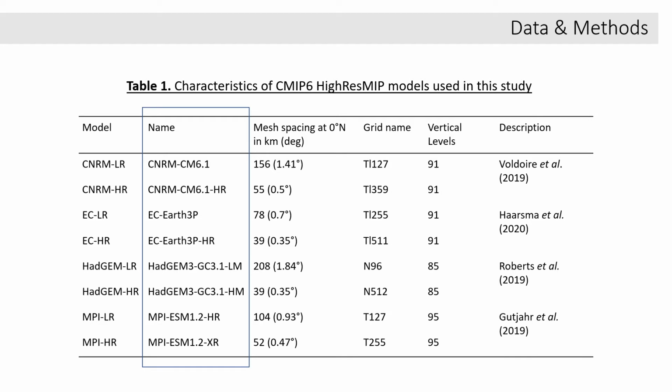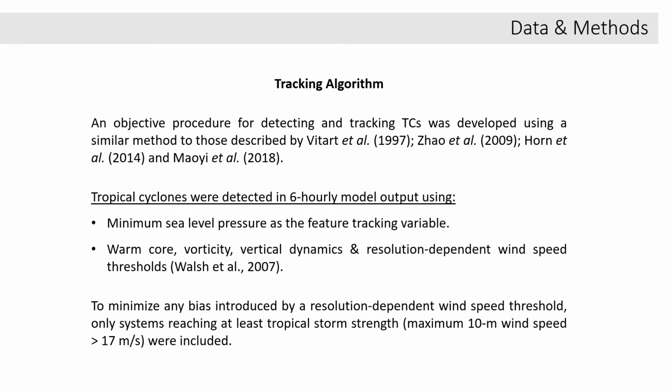The first column shows the short names of each model used in the analysis, while the longer names that you'll be more familiar with are shown in the second column. The tracking algorithm that was developed for the study uses minimum sea level pressure as the feature tracking variable. It also includes warm core, vorticity, vertical dynamics, and resolution-dependent wind speed thresholds. To minimize any bias that may be introduced by a resolution-dependent wind speed threshold, only systems that have reached at least tropical storm strength have been included.